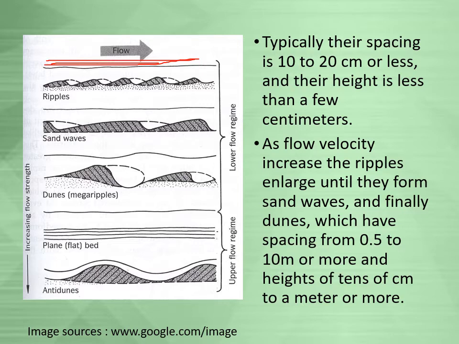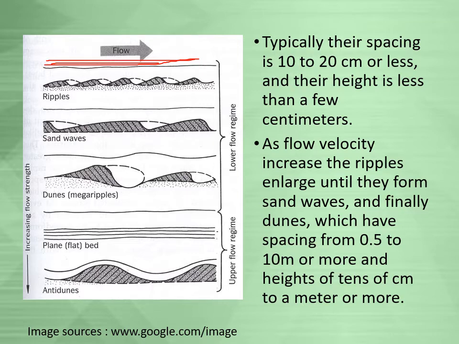With increasing velocity or flow strength, small ripples form. These ripples are a few centimeters in dimension, and the spacing between them, that means the distance between two successive ripples, is almost 10 to 20 centimeters.